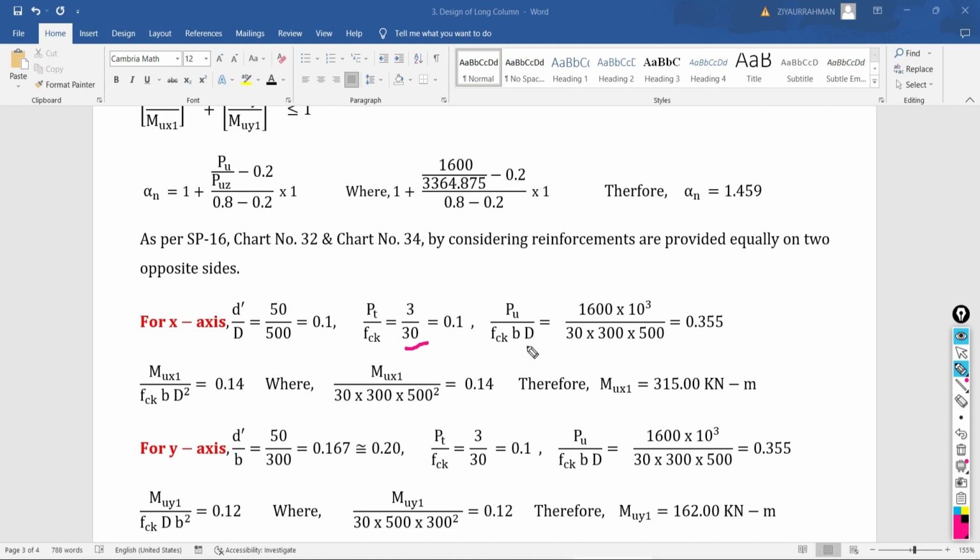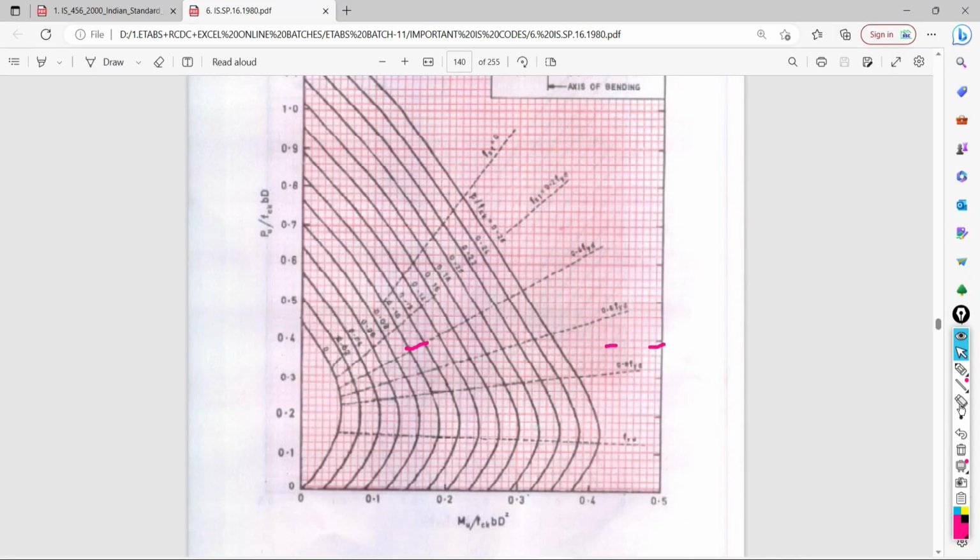Now PU by FCK BD. PU is 1600 pure axial load into 10 raised to 3 in Newton, divided by FCK which is 30, width of the column is 300, overall depth of your column is 500. So you are getting this value as 0.355. Okay. So based on this PT by FCK, we have decided to consider this curve. Now the PU by FCK BD value is 0.35 something.